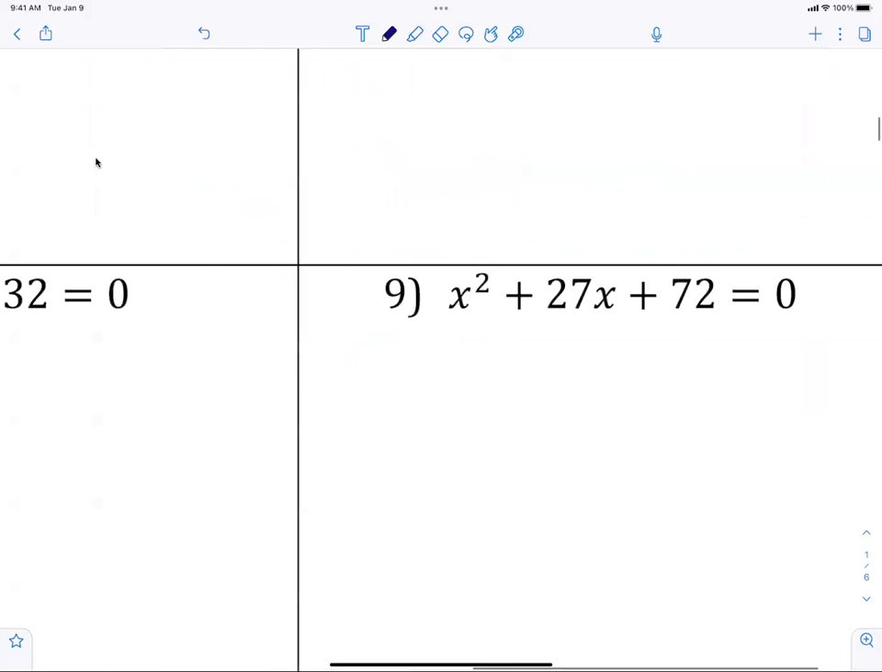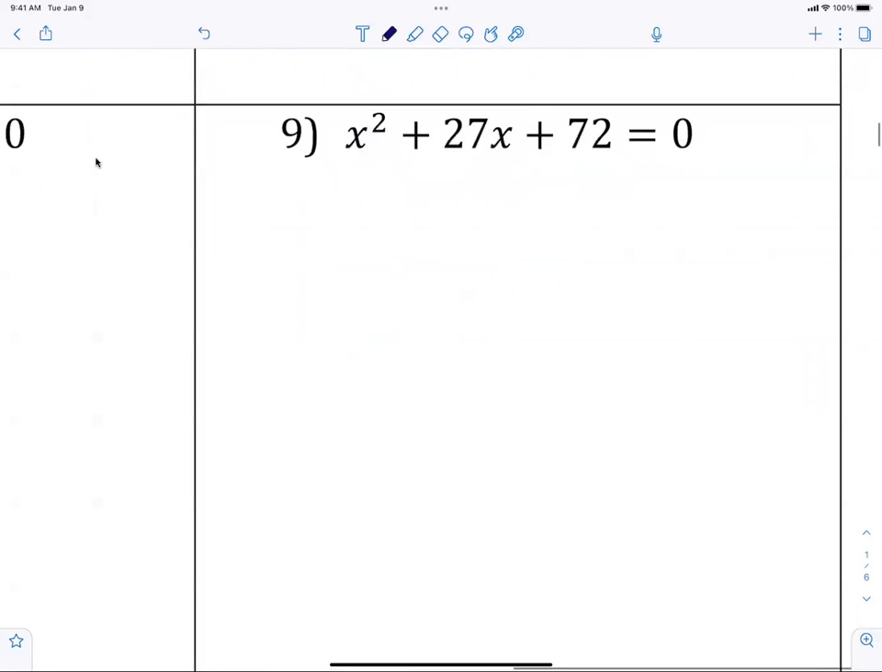Here we go, number 9. Uh-oh, a little bit harder. Factors of 72 that add to 27. I'm waiting patiently for somebody to jump in and tell me what that is. Definitely not 9 and 8. Nope, it's not it. 9 and 8 makes 17. What are the, say it again.